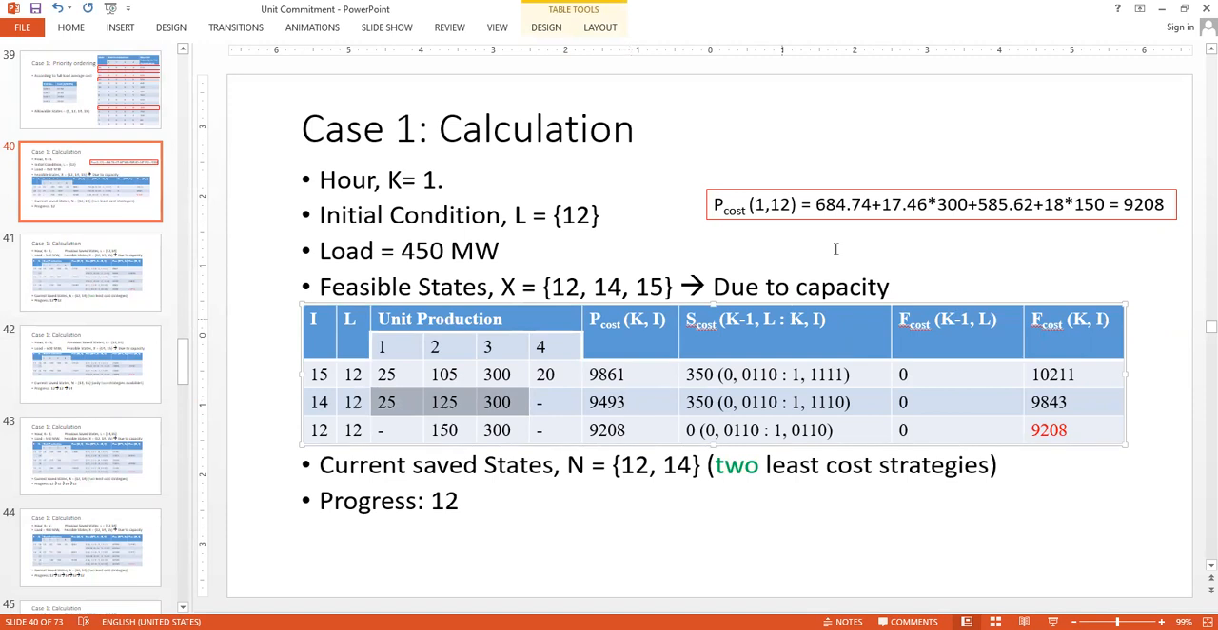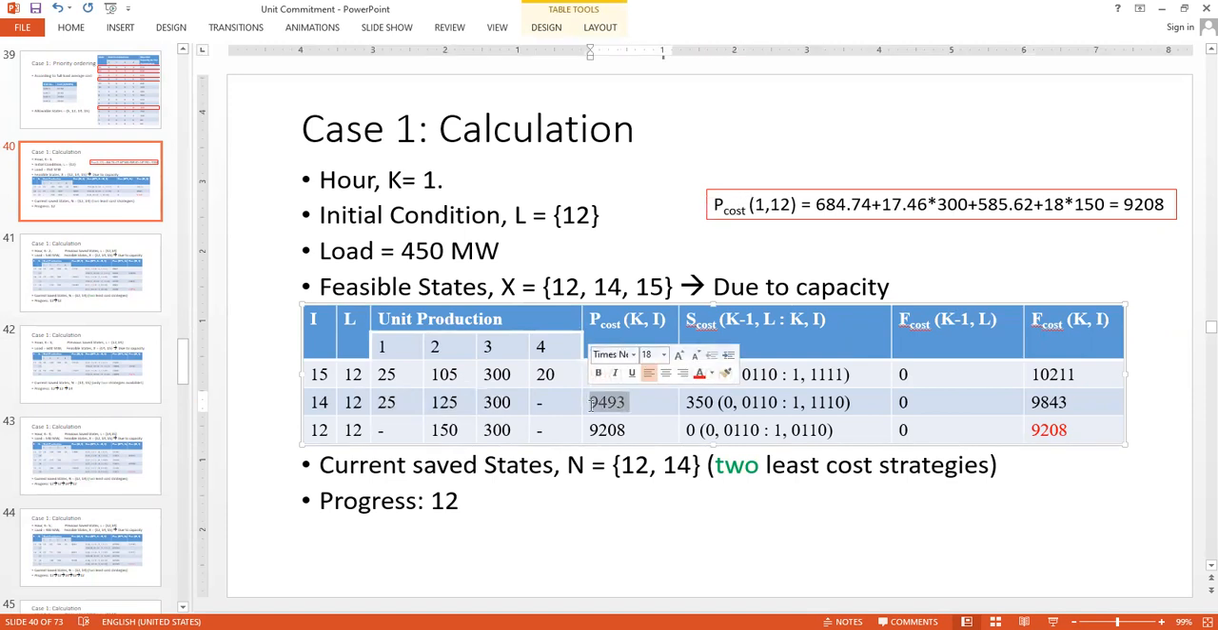And in the same manner as we showed here, you can calculate the production cost for this state 14. State 15, what to do? Now we have to run all the 4 units. Again, we check, okay, 450. The least cost unit is unit number 3. So you pick unit number 3 first and you take 300. It's possible because the demand is 450. Still you have 150 remaining.